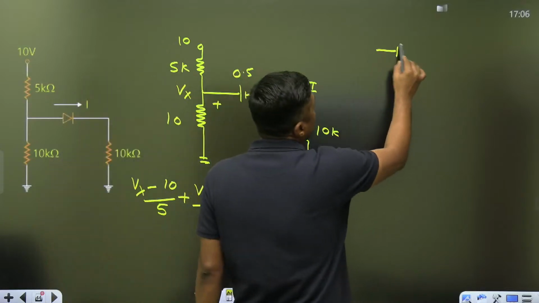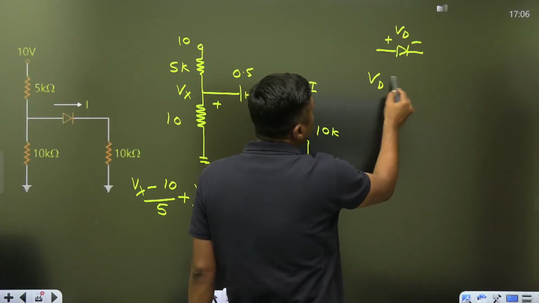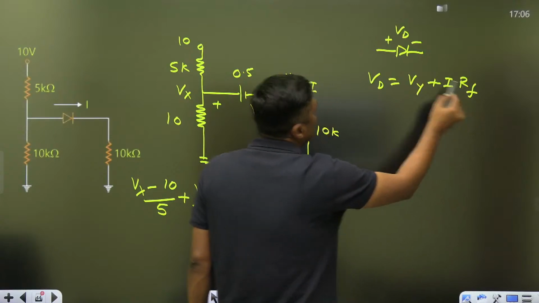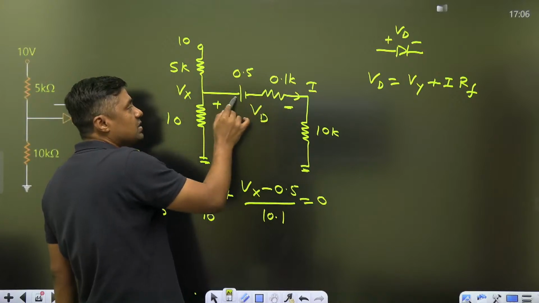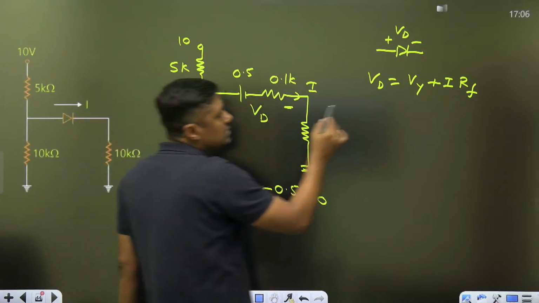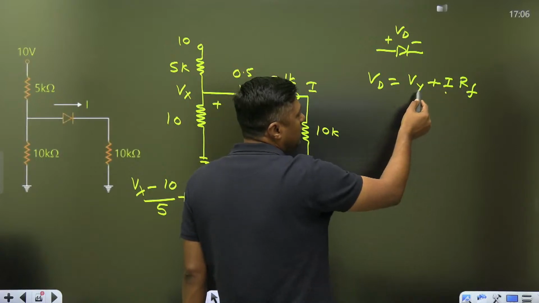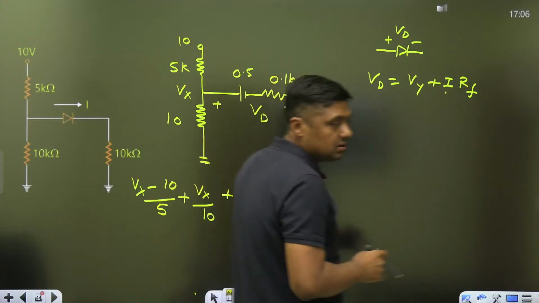What is the voltage drop across the diode? So Vd will become V gamma plus I into RF. This is the RF forward resistor. This is the V gamma cut-in voltage. Then you have the value of I, the value of RF, and the value of V gamma. Then you can find the voltage drop across the diode.